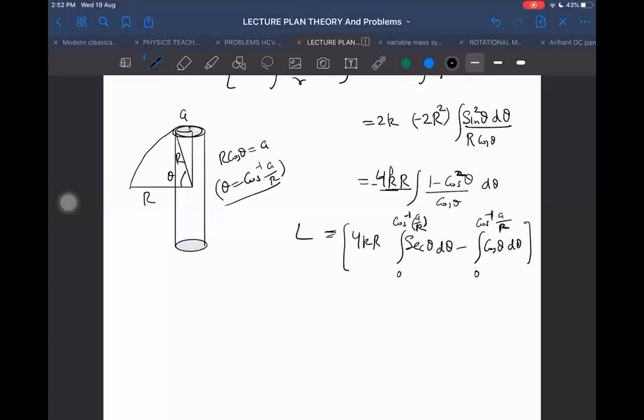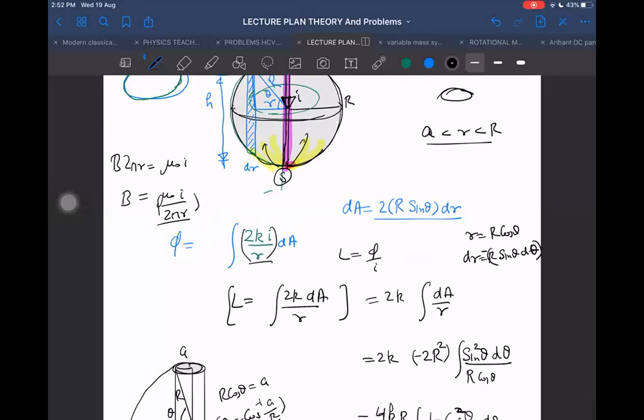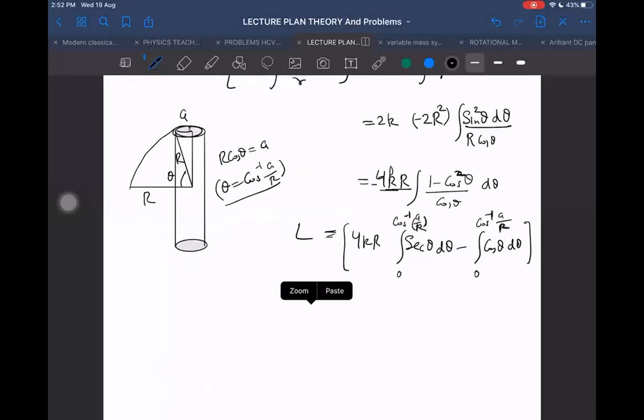So it will be valid even if a is large. Don't think that it is valid only for small a. I gave you a small a here, but it will be valid even if a is large. If it is a big cylinder, it should be a cylindrical shell, because inside there should not be any magnetic field. Magnetic field will be only in between these two. Otherwise, if some flux is inside, then I have to account for that flux also. So I'm not assuming that.